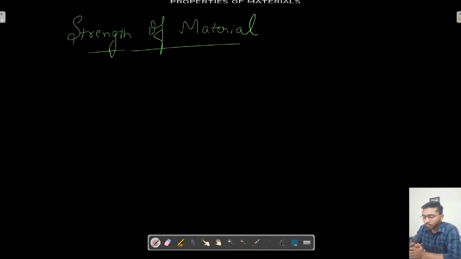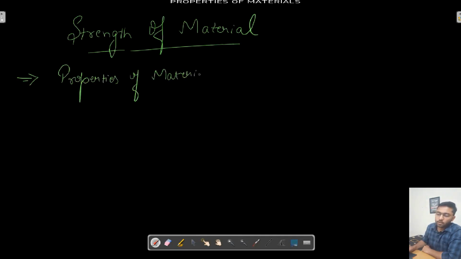So now, without wasting a lot of time, let us start with the first topic, which will be properties of material. So with that, let us start with the very first definition of our topic, and that is strength of material.